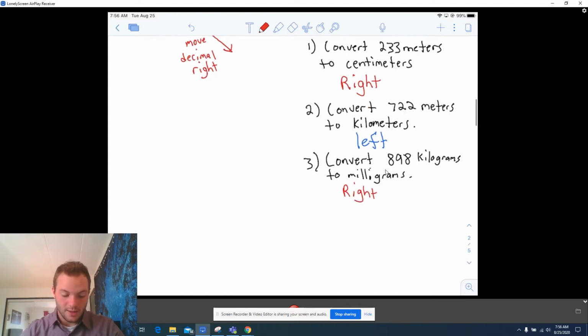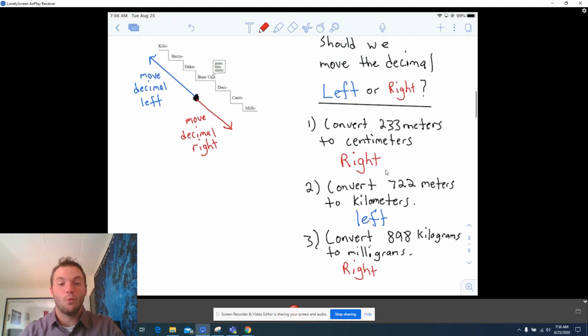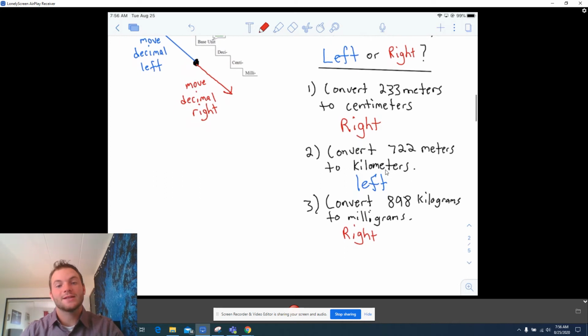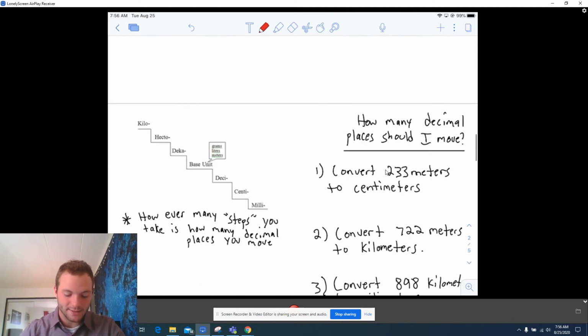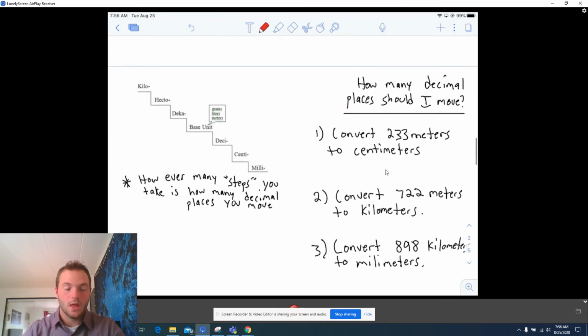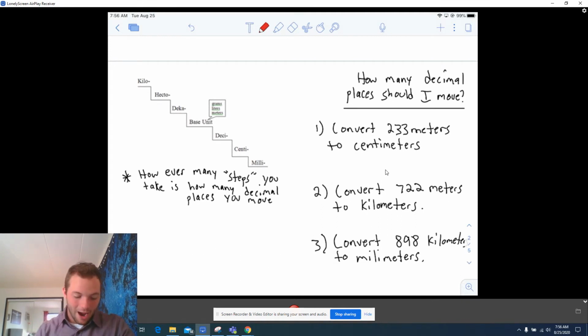So now that we're thinking about which way to move the decimal, the next question would be, how many decimal places do we move it? The answer is, however many steps you march down or up is how many decimal places you move it. So let's look at these examples again. All we're answering is how many decimal places should I move?